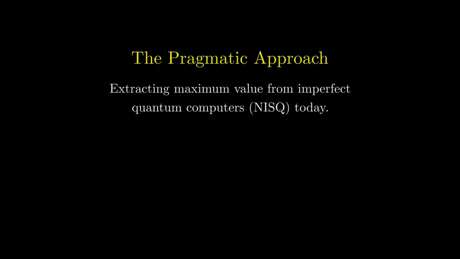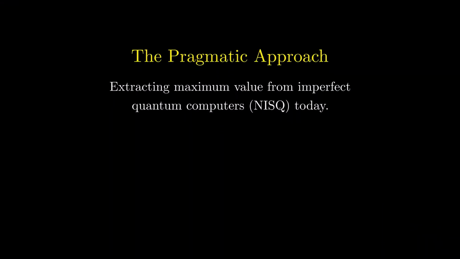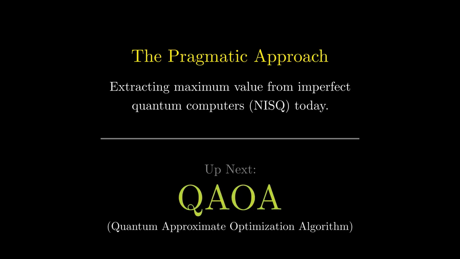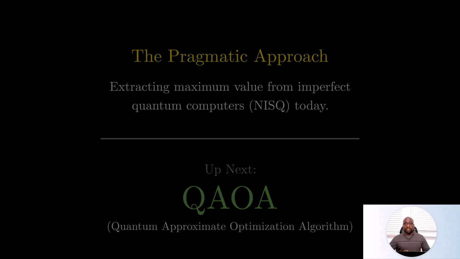VQE represents a pragmatic approach to quantum computing, leveraging what quantum computers can do well, which is exploring large state spaces, while letting classical computers handle optimization and control. It's not waiting for the perfect quantum computer. It's extracting value from the imperfect ones we have now. Next, we will explore QAOA, the quantum approximate optimization algorithm, which takes a different approach to the same combinatorial optimization problem.